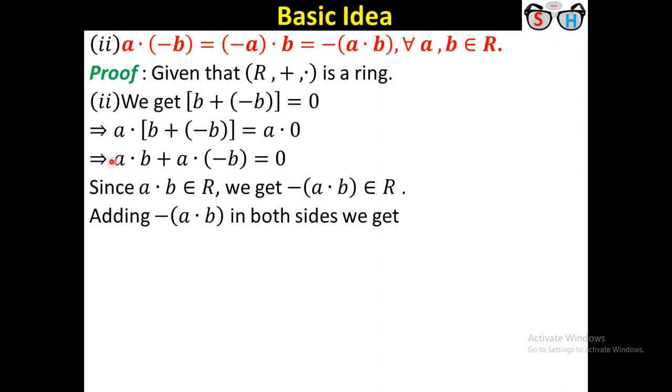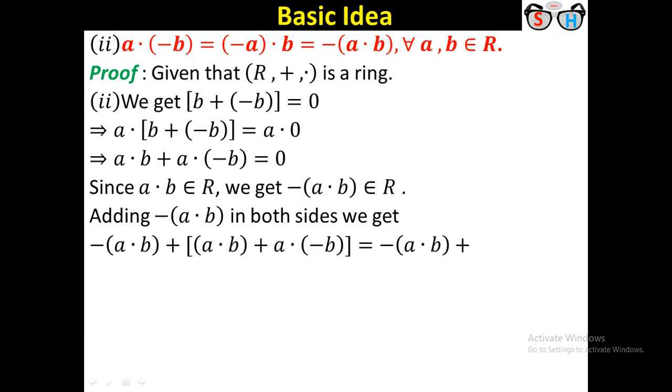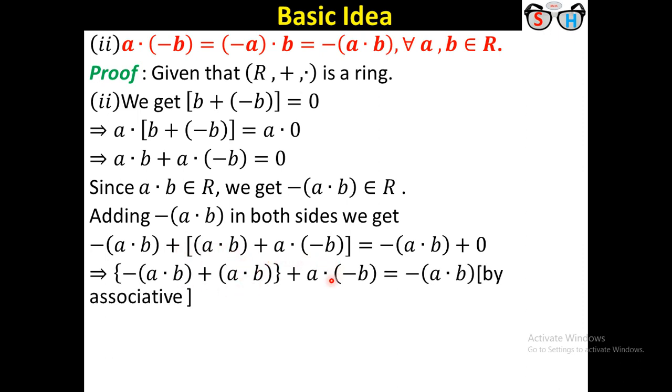Adding −(a·b) on both sides, we get −(a·b) + [a·b + a·(−b)], I write this in the second bracket, equal to −(a·b) + 0, because you see that on the right-hand side this is −(a·b) plus 0. Again here I use the associative property, so [−(a·b) + a·b] + a·(−b), this occurs by the associative property.